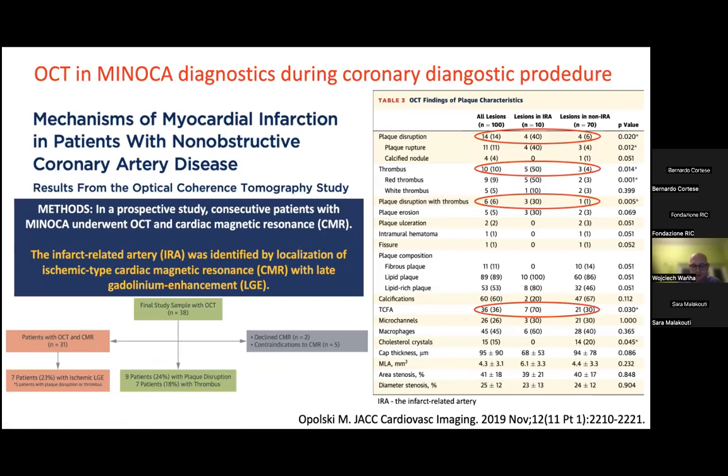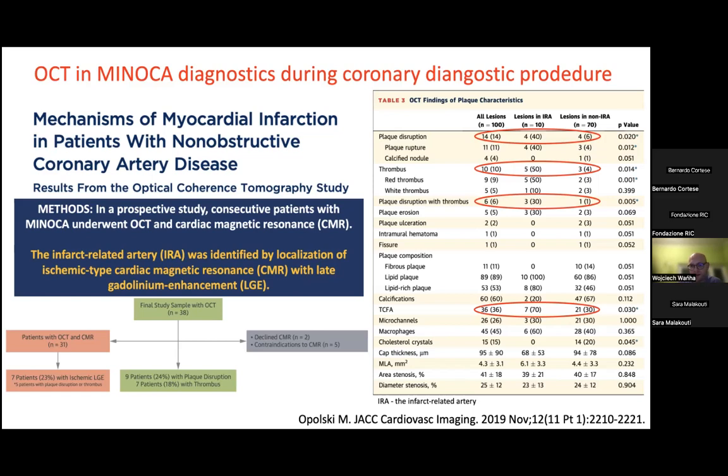According to MINOCA and that algorithm, here you see a quite interesting study presented by Maximilian Opolski, who published the mechanism of myocardial infarction in patients with non-obstructive coronary artery disease, so the mechanism in patients with MINOCA. The non-obstructive coronary disease has been assessed by cardiac magnetic resonance. And the infarct-related artery was identified by the localization of ischemic type of late gadolinium enhancement.